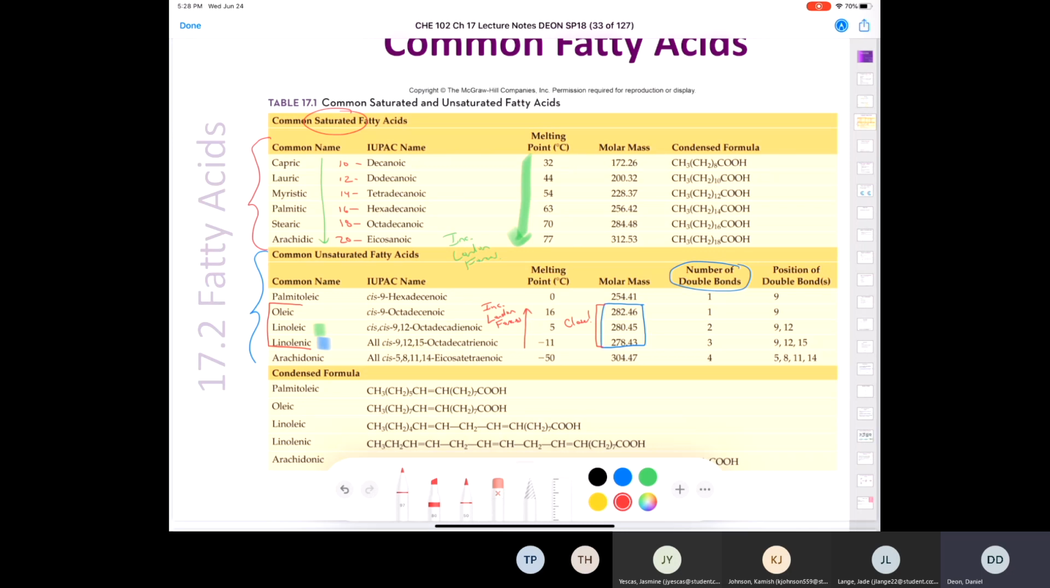Well, let's see. Why would that be? Why would the melting points decrease? Well, look at the number of double bonds. We're increasing the number of double bonds, and what that does is make it more and more difficult to pack these molecules together.